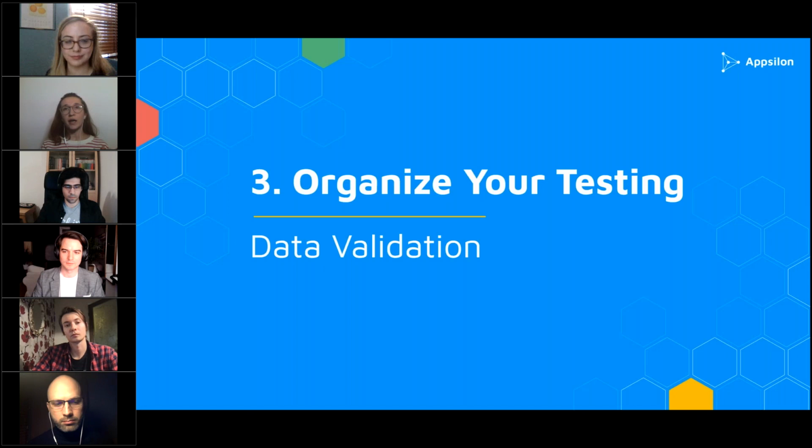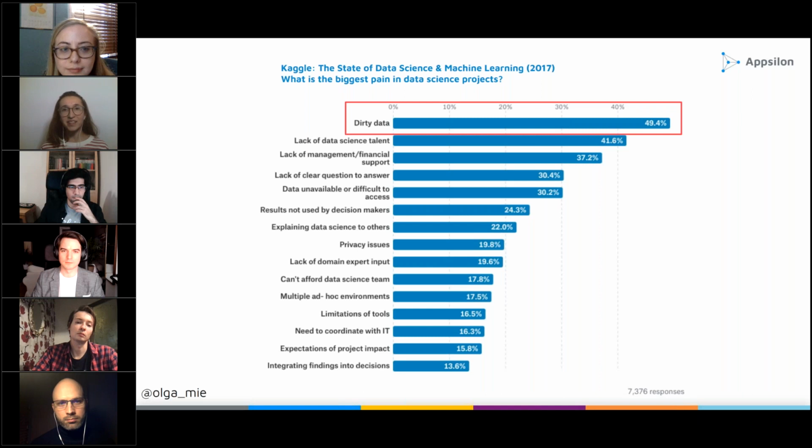So now it's time for data validation, and this is the logic, this is the functionality that you should be doing on the same level as the unit tests. As we all know from our experience, data can be very messy, and actually Kaggle users reported that this is their biggest pain, the dirty data.